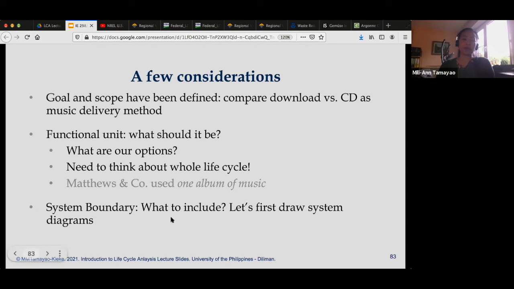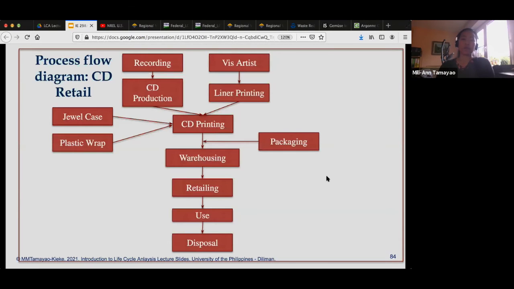In terms of the system boundary, what should be included? We can draw first system diagrams. This is for the first case, the process flow diagram for CD retail. You can see here from recording, CD production, and concurrently you have the visual artist designing, the liner printing, and then the outputs from this go into CD printing. And of course, we also need the jewel case and the plastic wrap for the CD, and then packaging before it goes to warehousing, and then retailing, and the use of the CD, and of course, disposal.